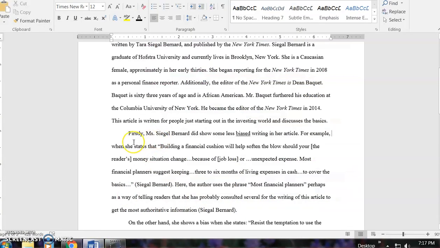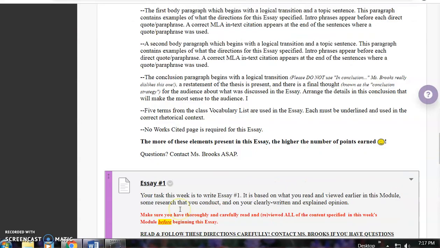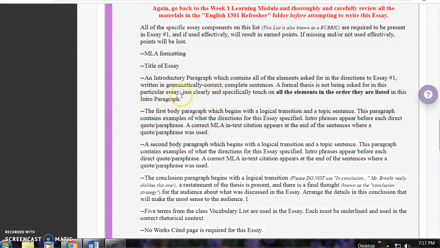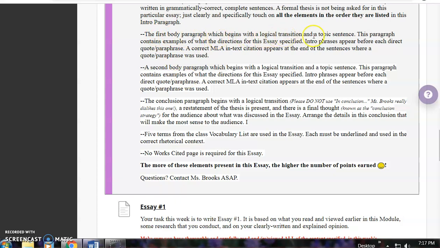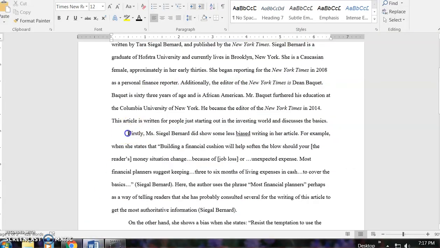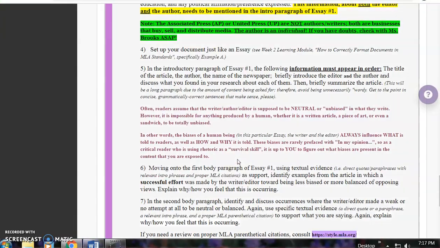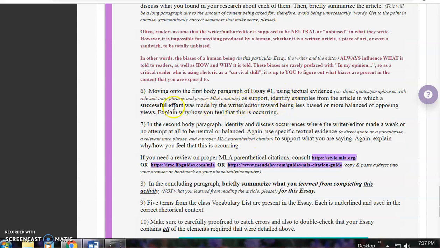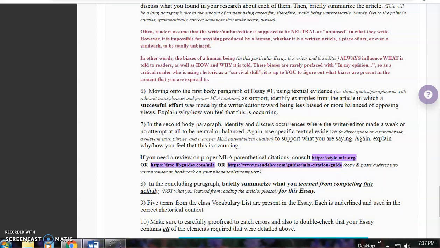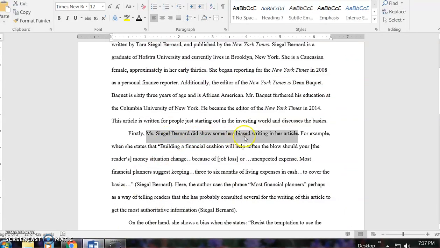So you will see here, okay, you also notice that it asks you up here. Okay, so we covered the introductory paragraph. First body paragraph, which begins with a logical transition in a topic sentence. Firstly, because this is the first point, they're starting their paper, right? Veronica's starting her paper. So that's a relevant transition. You'll also notice that this is a topic sentence here. Topic sentence tells me what I'm going to be reading about in this particular paragraph. Ms. Siegel-Bernard did show some less biased writing in her article. If you go back over here, you'll see that that's exactly what I asked for. A successful effort made by the writer being less biased. Okay? Ms. Siegel-Bernard did show some less biased writing. So you need to put a topic sentence there so I know what the heck you're talking about.